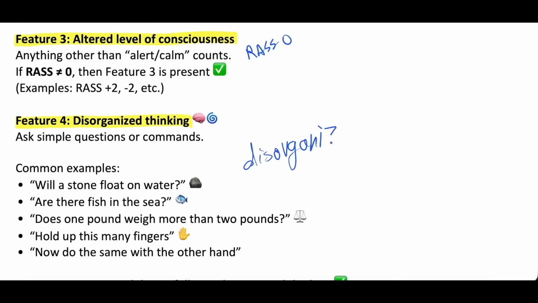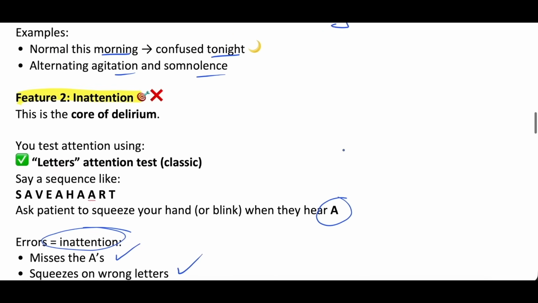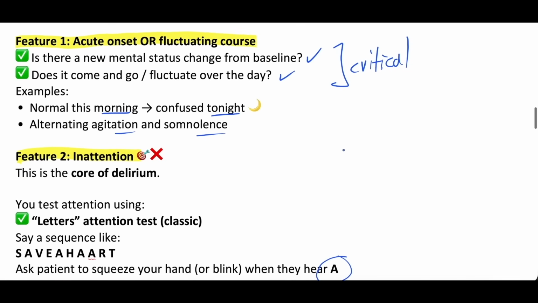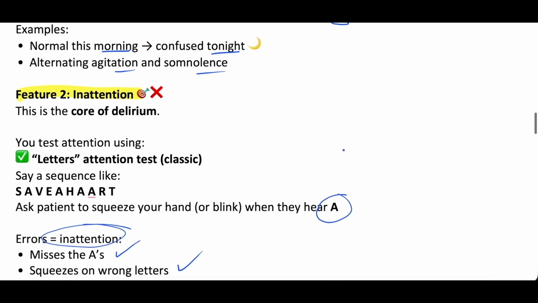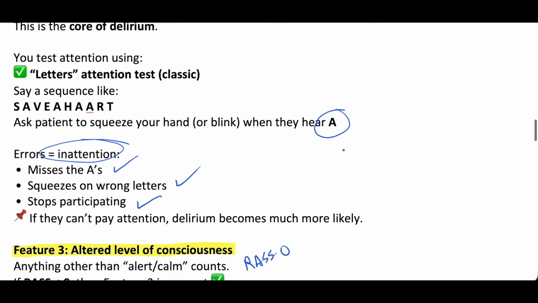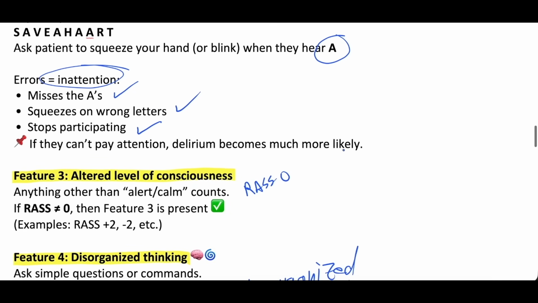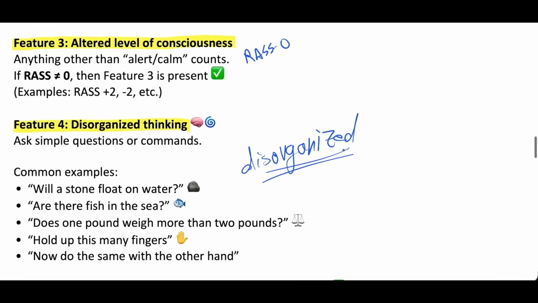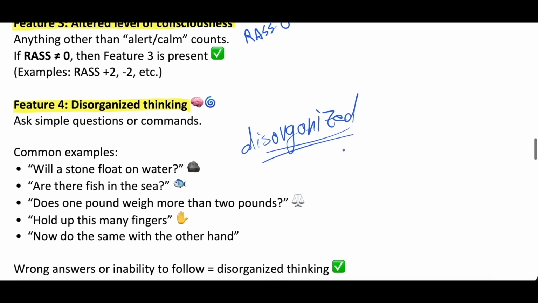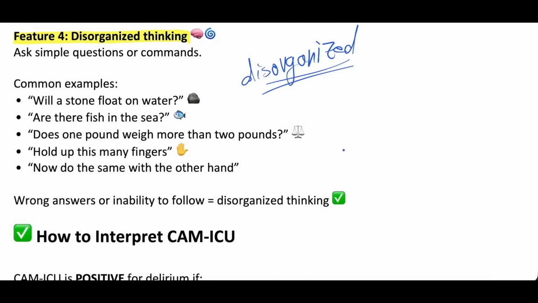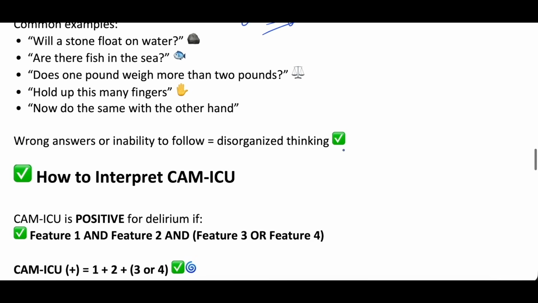We're going to do a step-by-step approach, and then we'll get into how to quote-unquote score the CAM ICU. And it's not really scoring. It's positive or negative, but we'll get into that. But these are the 4 features. Feature 1, as we said, acute onset or fluctuating mental status. Feature 2, they're inattentive. You can consider the squeeze my hand when you hear the letter A test. Feature 3, altered level of consciousness, which means their RASS is not 0. And feature 4 is they're disorganized in their thinking, right? They can't hold up the right number of fingers, and so on.